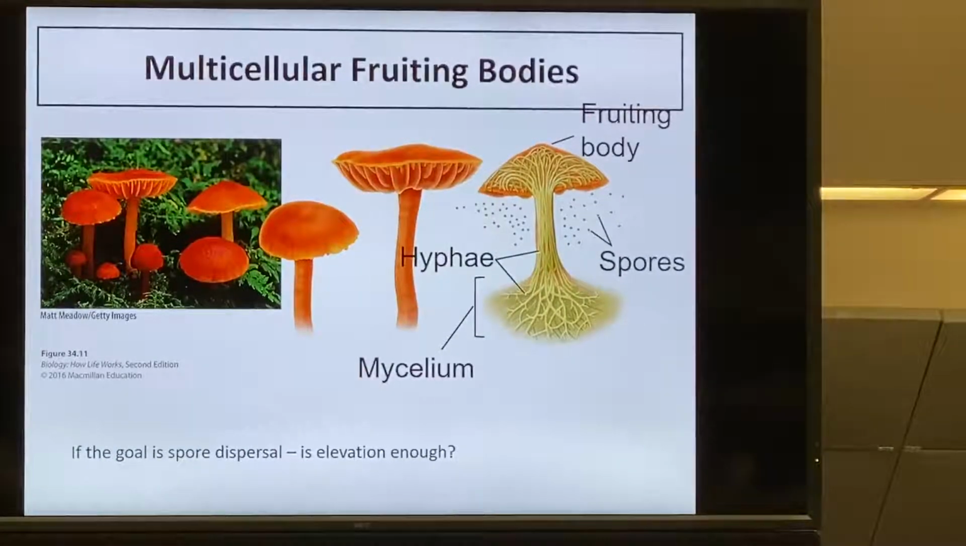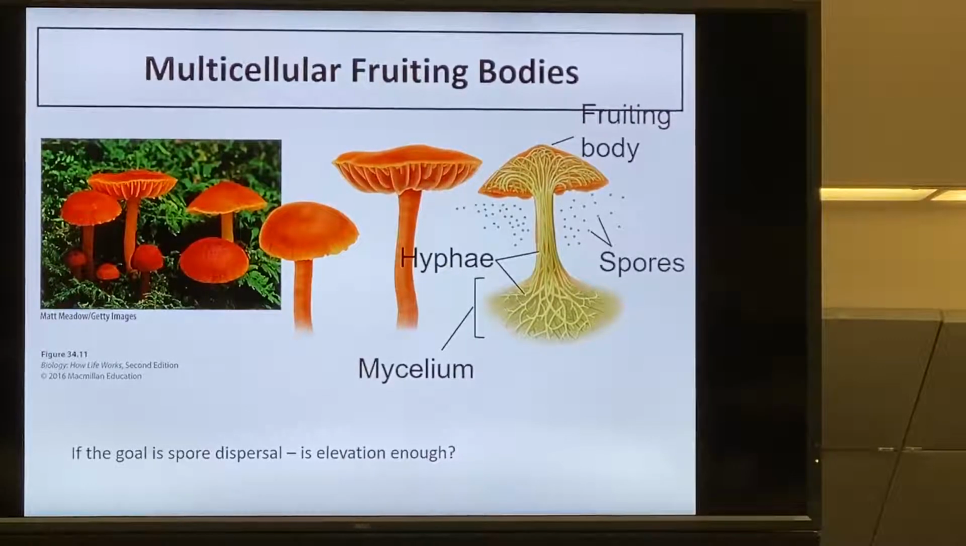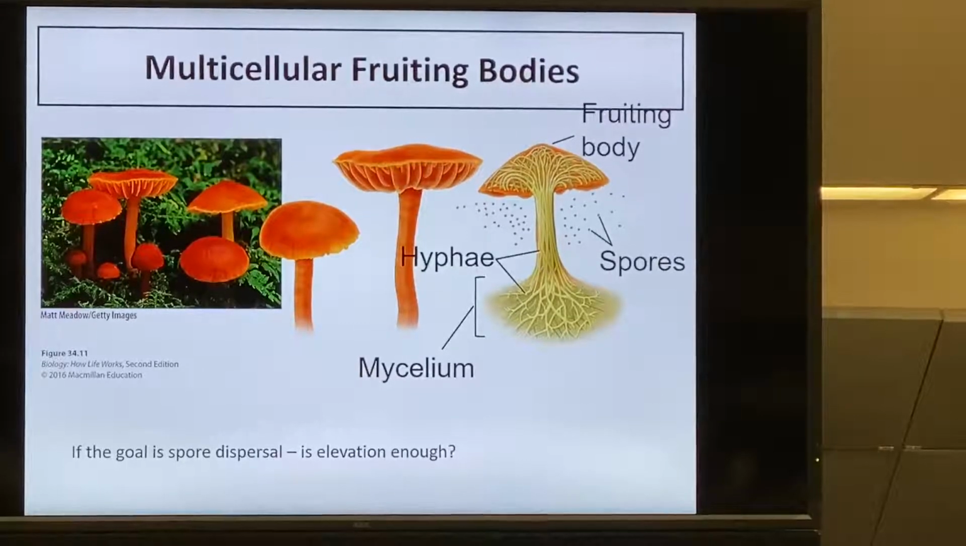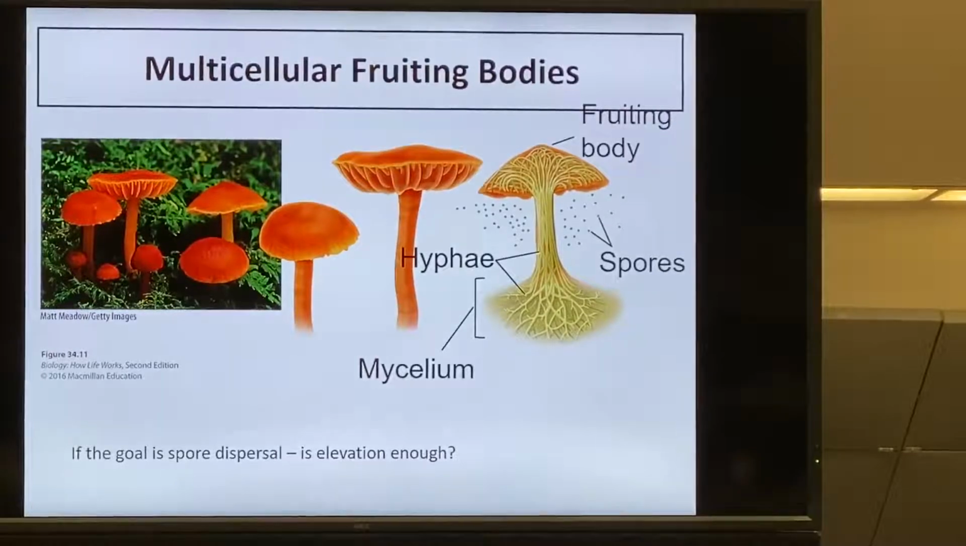So here comes the question. If the goal is spore dispersal, then is elevation enough? Is elevation enough? I think you should think on it for a few seconds. Talk to your neighbor and think about it this way: if the spores are just up high, are they just going to get dispersed, or does something else need to be at play in order to permit dispersal? See what you can brainstorm. You have like 30 seconds because we still have a couple other things we want to talk about.